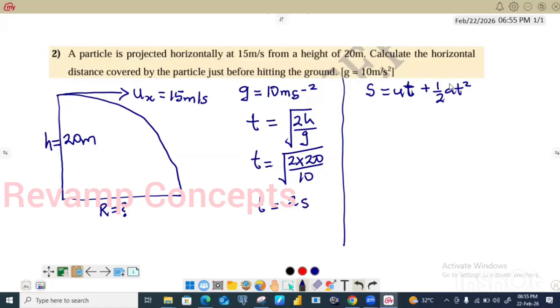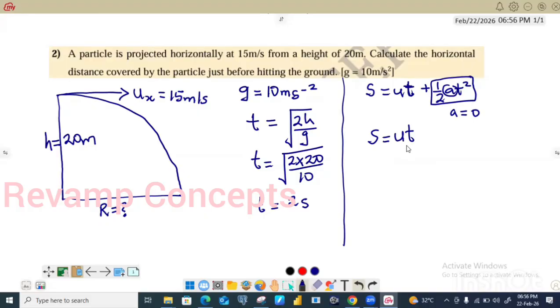But since we don't have horizontal acceleration, our a will be equal to 0, and this formula becomes S equal to ut, because the whole of this other part will become 0 if a equals 0. The only acceleration we have for a projectile is vertical acceleration, which is acceleration due to gravity.